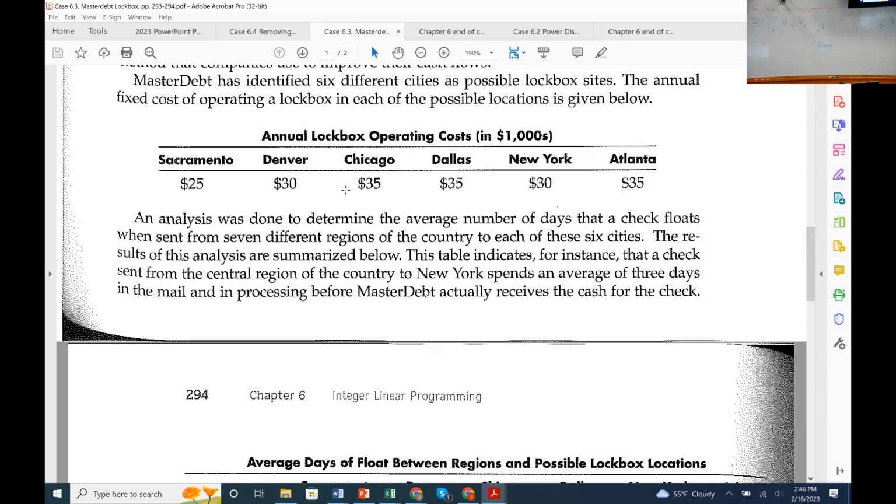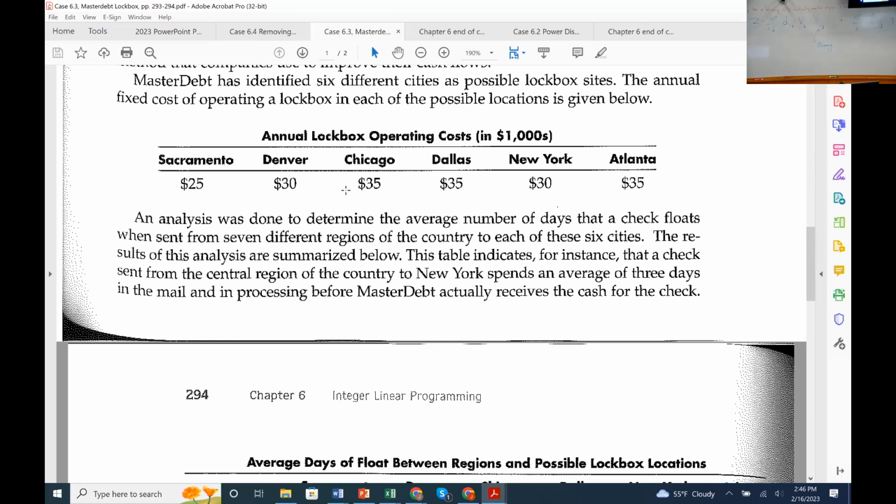How big does big M have to be? 7. The big M in this case doesn't have to be all that big. There's only 7 regions, so the largest the left-hand side could ever be is 7, because I'm adding up 7 things that are 0 or 1. So big M does not have to be a very, very big number in this case.